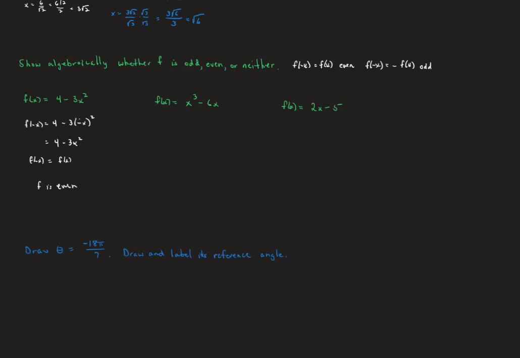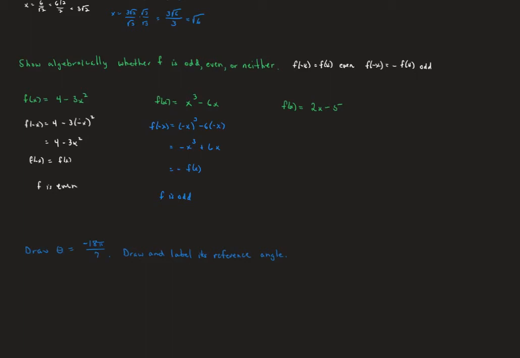So if we do this on the next one, we'll plug in negative x. That will become a negative x cubed minus 6 times negative x. So a negative x times itself 3 times is a negative x cubed. Negative 6 times negative x is a plus 6x. Now if we look at that, it is not identical to the original, and it is negative 1 times the original. So that is, in fact, the negative of f of x, and that's what it means then for f to be odd.